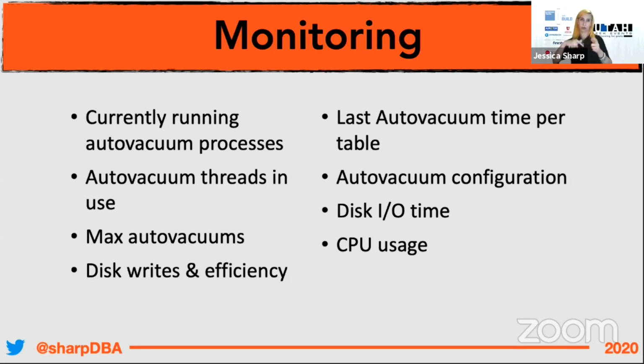You can plot out the trends of, okay, when was it running on this table? You'll also want to, and this is not a dynamic thing to monitor, but you will want to know what all of your configuration parameters are set to that are relevant or impactful to autovacuum or vacuum in any way. I talked about disk IO time, sorry.